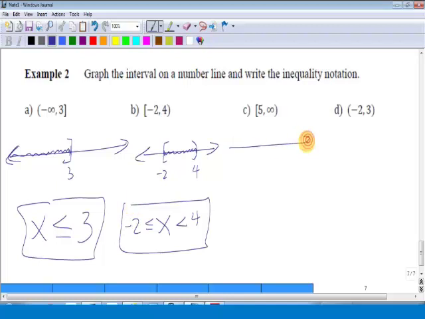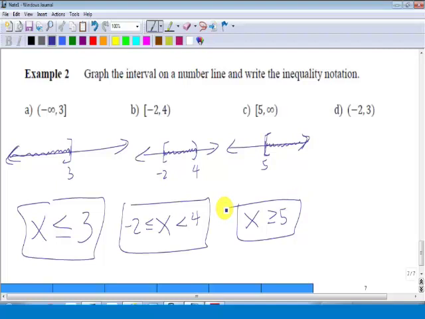5 to positive infinity hopefully is not too bad. Put a 5 there. Is this everything to the left of 5 or everything to the right of 5? Together with the 5, of course. To the right of 5, so we include the 5 and go to the right. So x has what relationship to 5 here? Greater than or equal to 5.